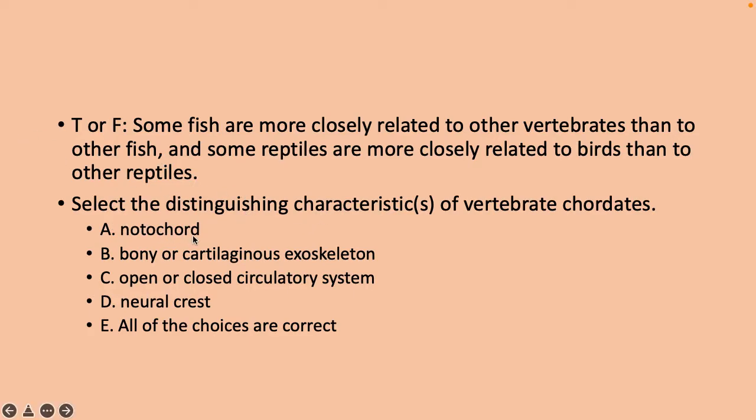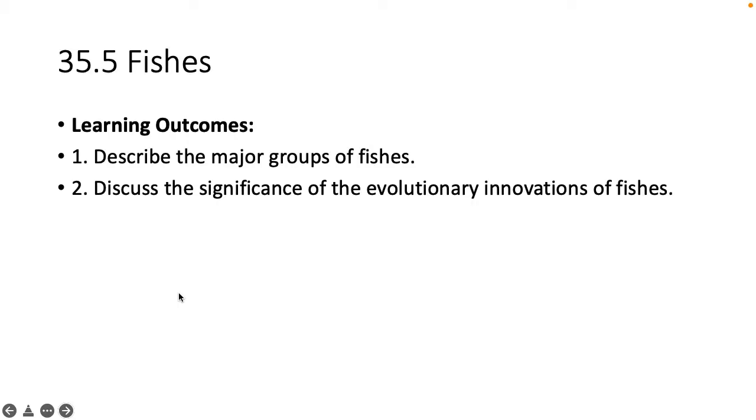So notochords are found in our invertebrate organisms. Bony or cartilaginous. Exoskeleton, they're trying to trick you there. Open or closed circulatory system? They're all closed, so it's D.